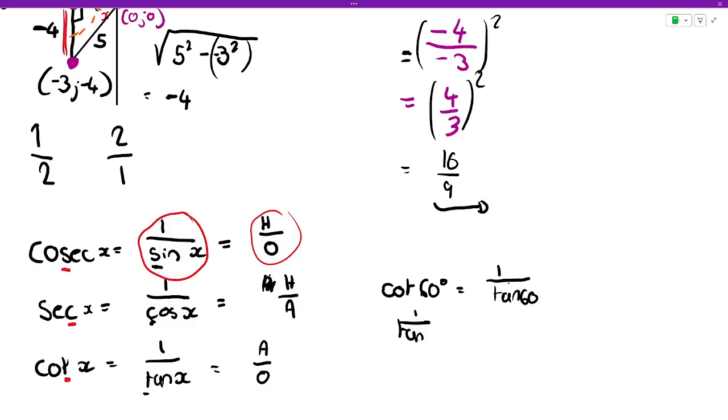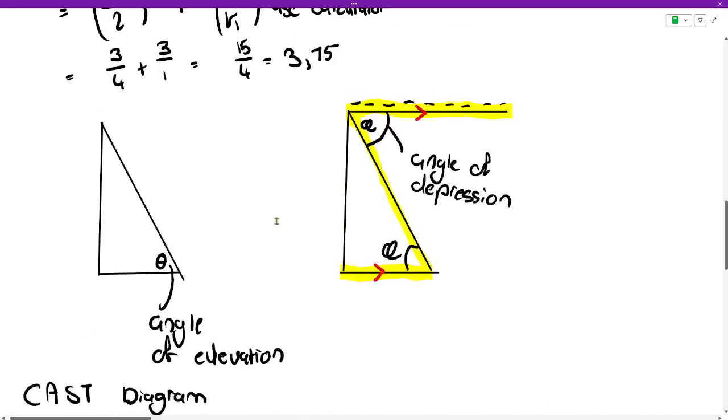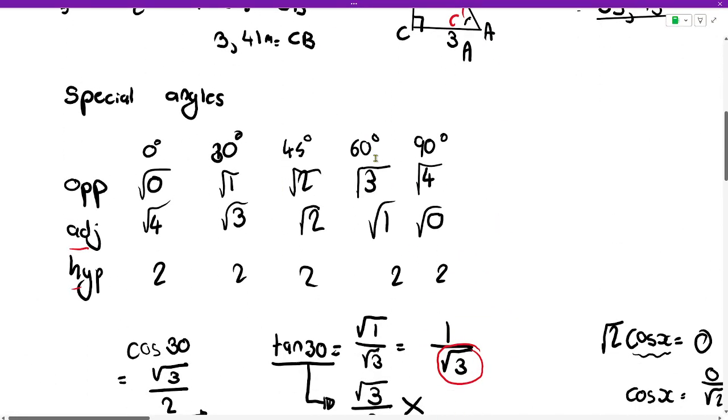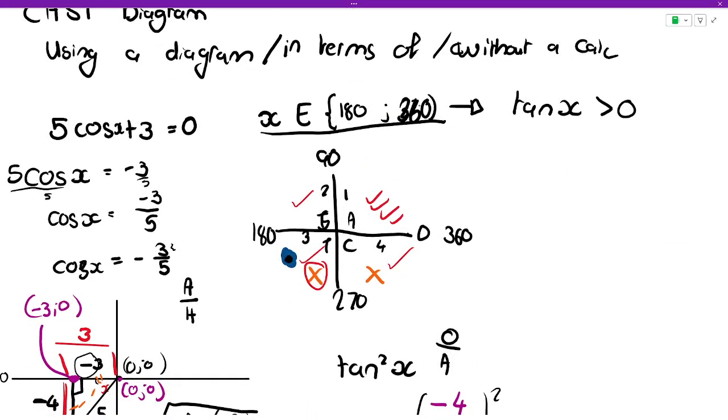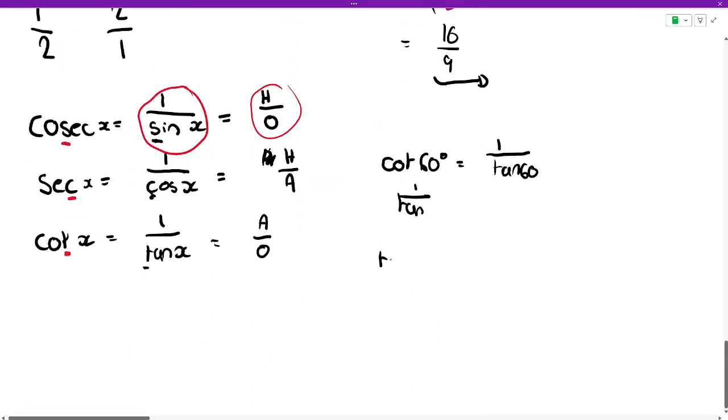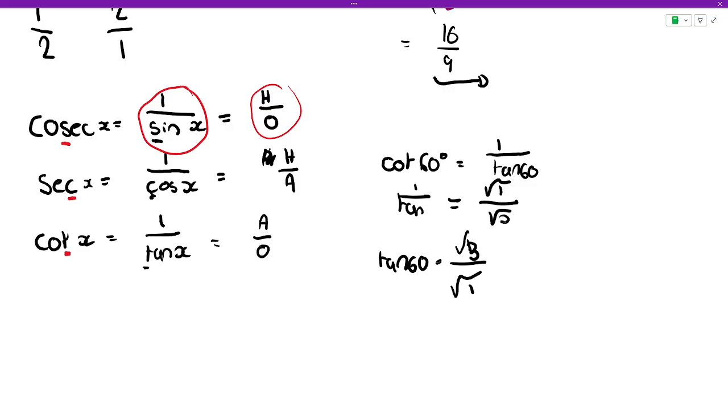Now you go to your special angles table and check that. Tan of 60 is opposite over adjacent, so root 3 over root 1. So tan of 60 is equal to root 3 over root 1. But now 1 over tan 60 is root 1 over root 3, because we just invert the fraction in this case. Makes sense? Does everyone understand reciprocals?